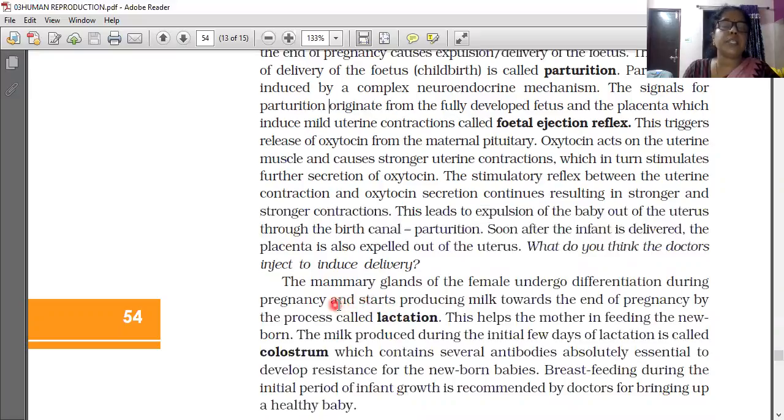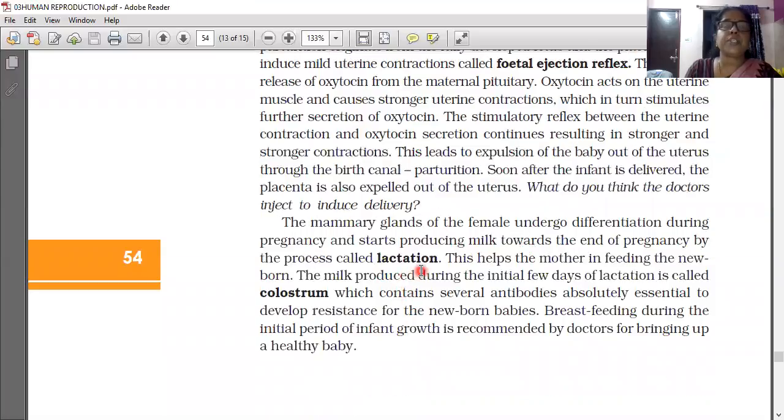The mammary glands of the female undergo differentiation during pregnancy and start producing milk towards the end of pregnancy by the process called lactation. Lactation is the feeding mechanism; feeding the baby with the mother's milk is called lactation. This helps the mother in feeding the newborn.